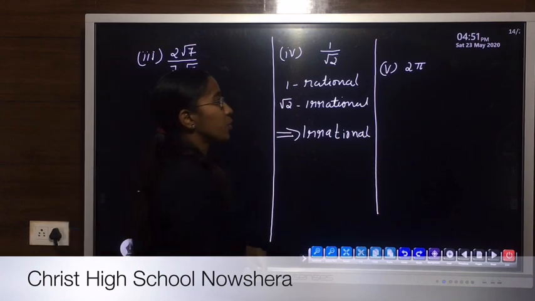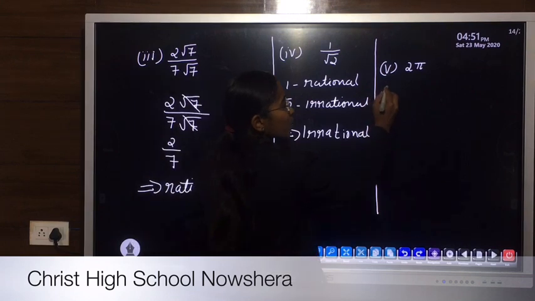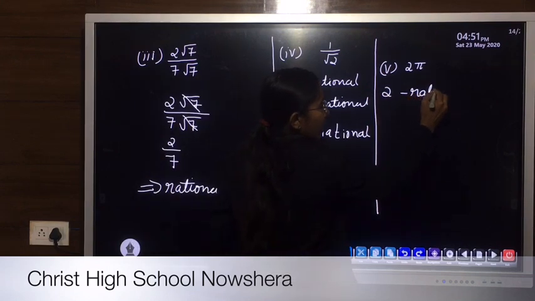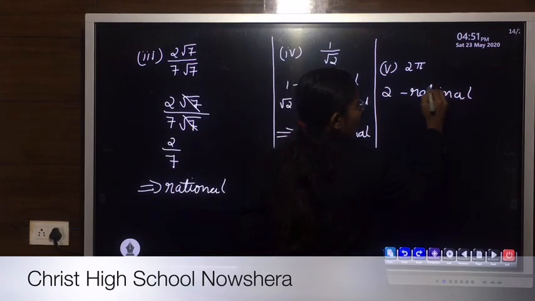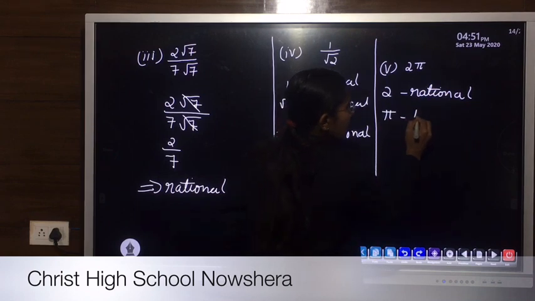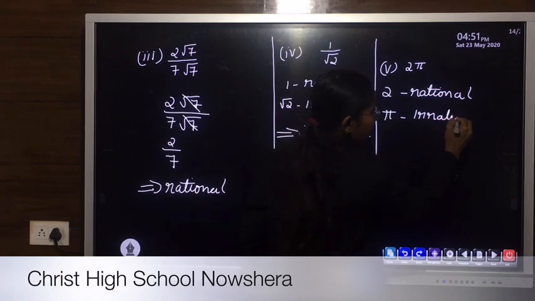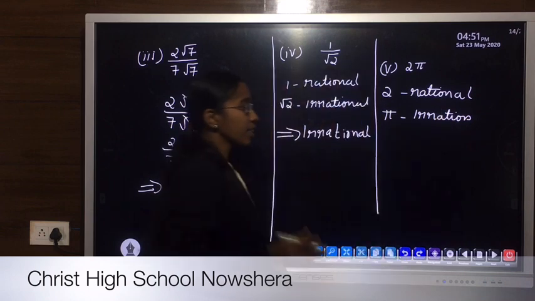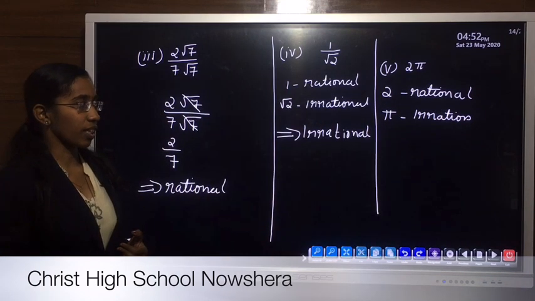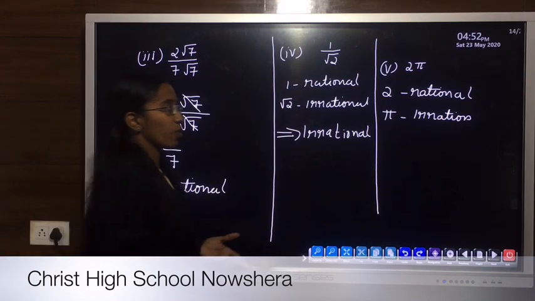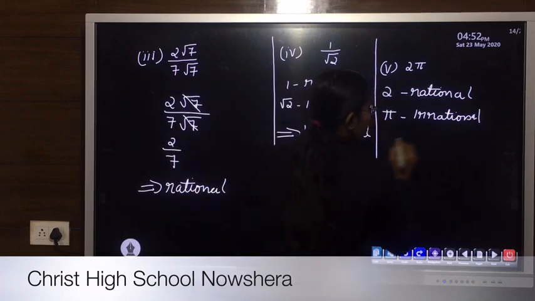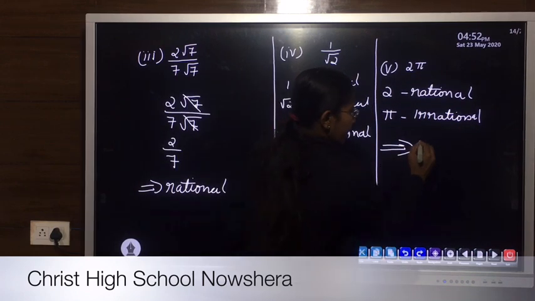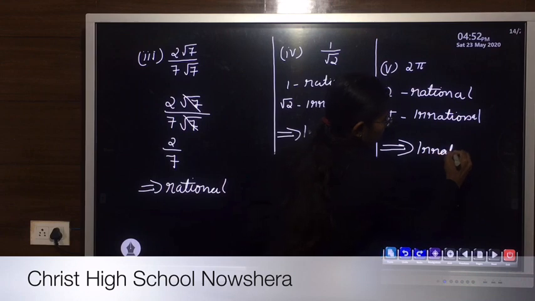And last part, 2 into pi. Here 2 is a rational number and pi is an irrational number. When we are multiplying a rational number with an irrational number, then also our answer is always irrational. So here also 2 pi is an irrational number.